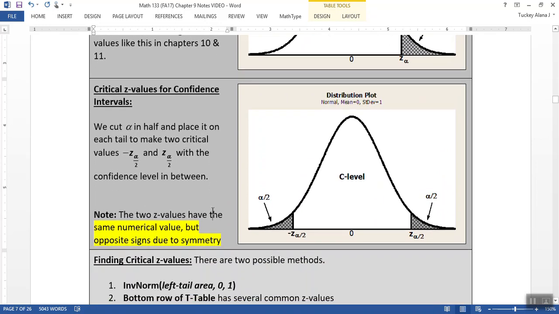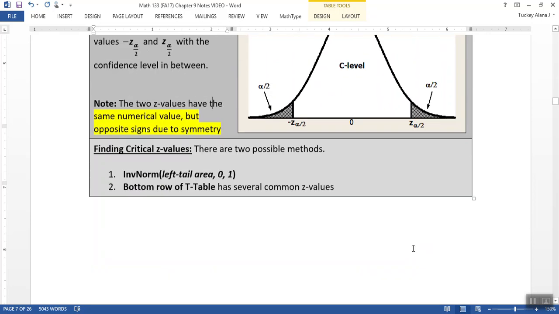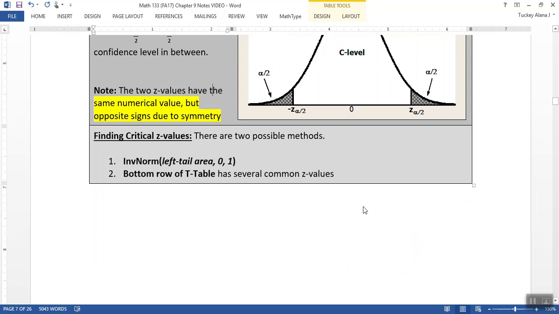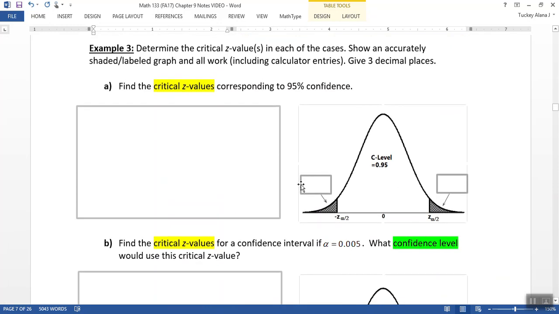Now you'll notice actually that there's a symmetry going on and zero is in the center. So that means you actually only have to do the work to find one of the numbers. And once you've found the one number, you've actually found the other number as well. All right, now we'll look at how to do this in this problem right here.